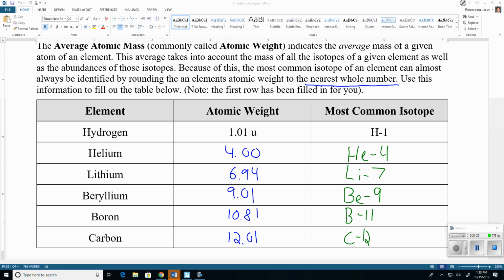I'm going to get us back together with about 10 minutes to go because we have a second activity to do with isotopes to wrap this up. All right, so go ahead.